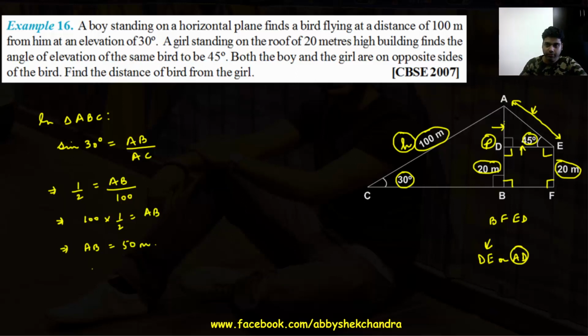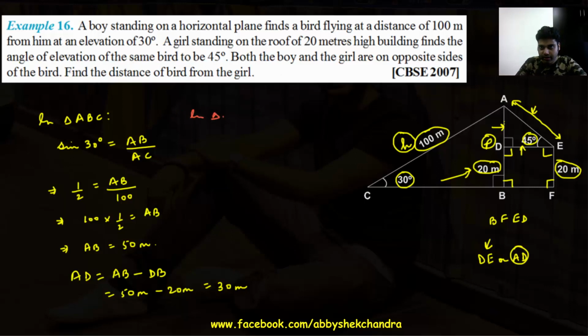Now we have found AB, right? Now can we find AD? AD will be AB minus DB. What is AB? We calculated it to be 50 meters. What is DB? It is 20 meters. So that means AD is 30 meters, right? Now we got AD. Now in this triangle ADE we are going to work, right?